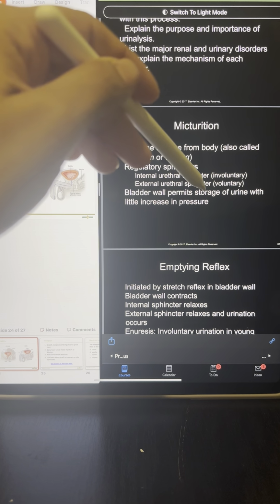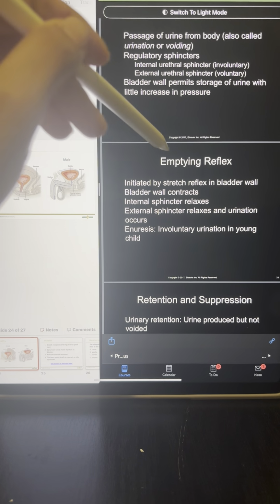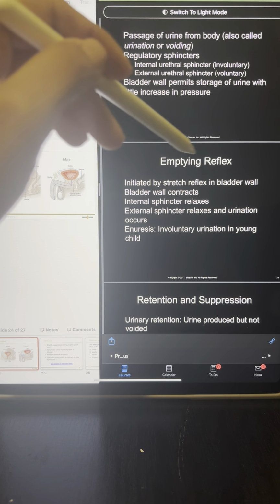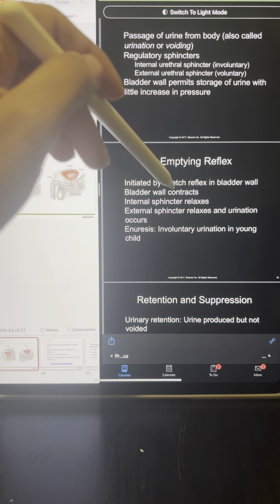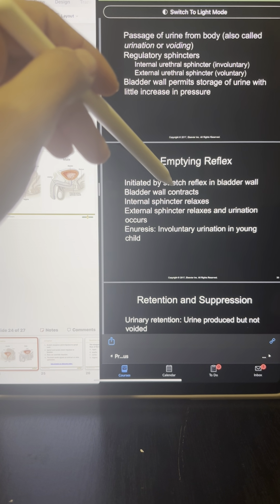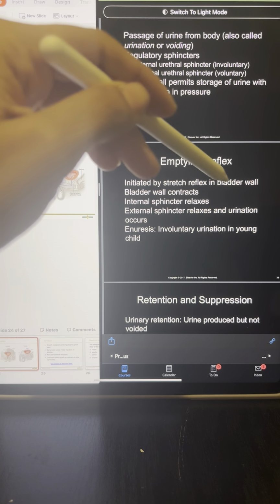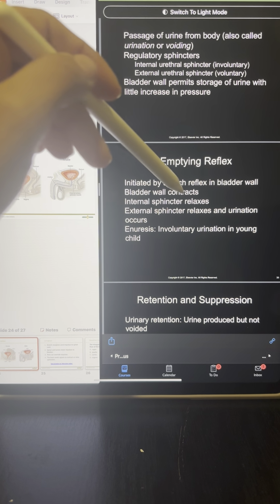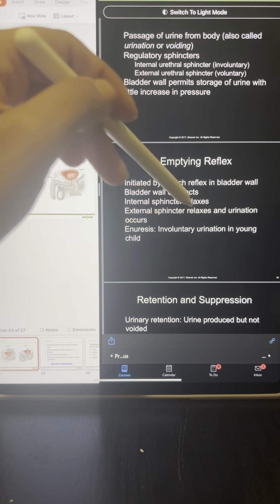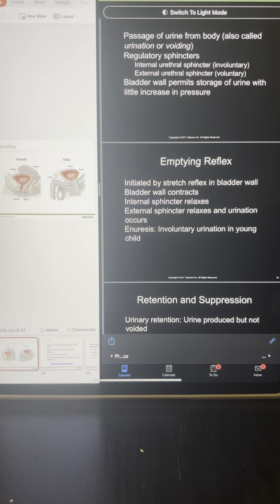Your bladder wall permits storage of urine. Micturition is initiated by the stretch reflex. So once it stretches too far, it sends a signal to our brain, and the bladder wall contracts. Internal sphincter relaxes, your external sphincter relaxes, and urination occurs.